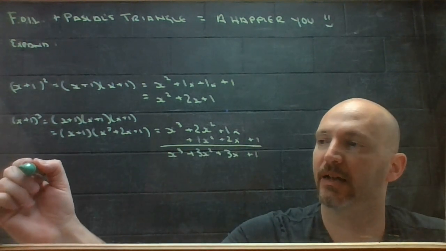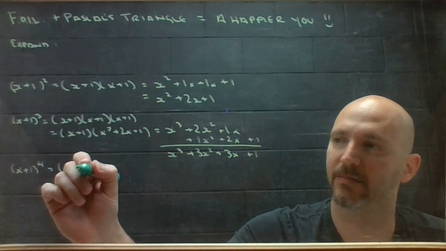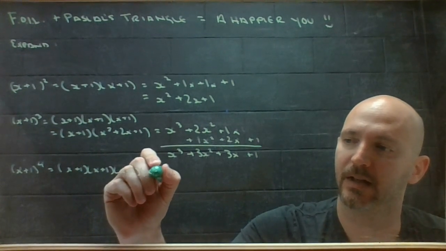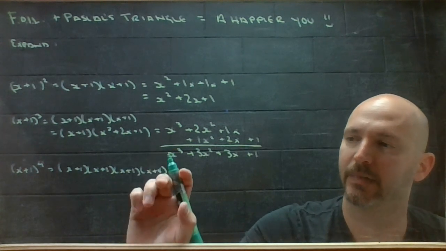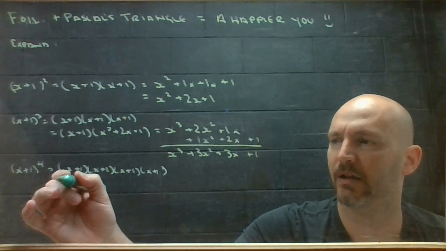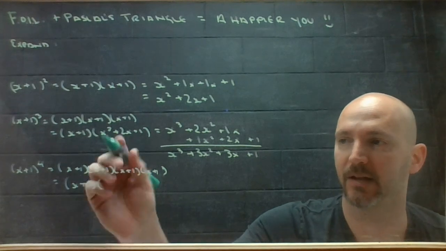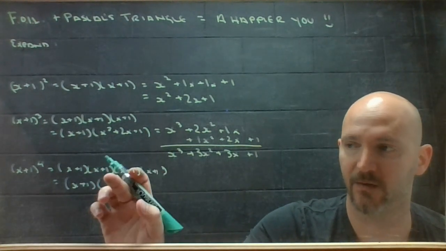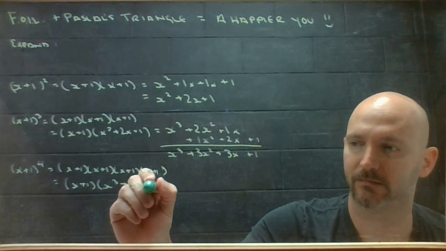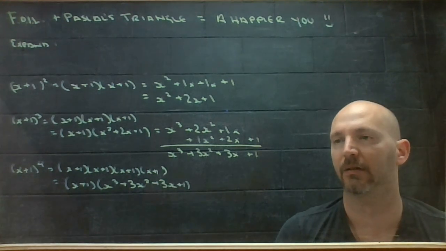I'm going to try x plus 1 to the power 4. That's x plus 1, x plus 1, x plus 1, x plus 1. But again, that's just going to be x plus 1 multiplied by this, because we've already done 3 of them together. All right.